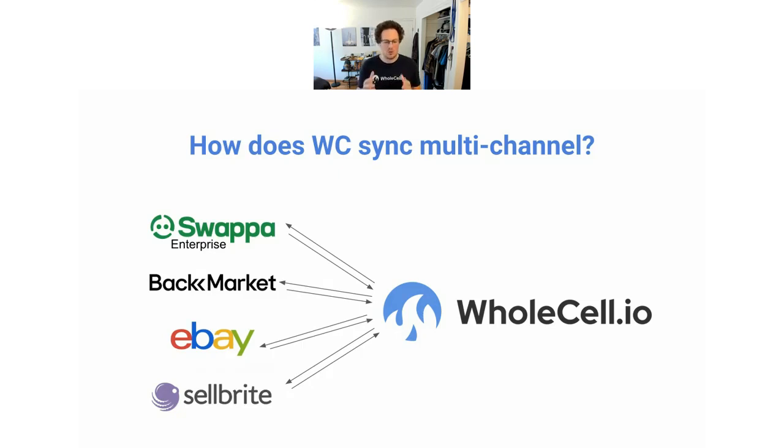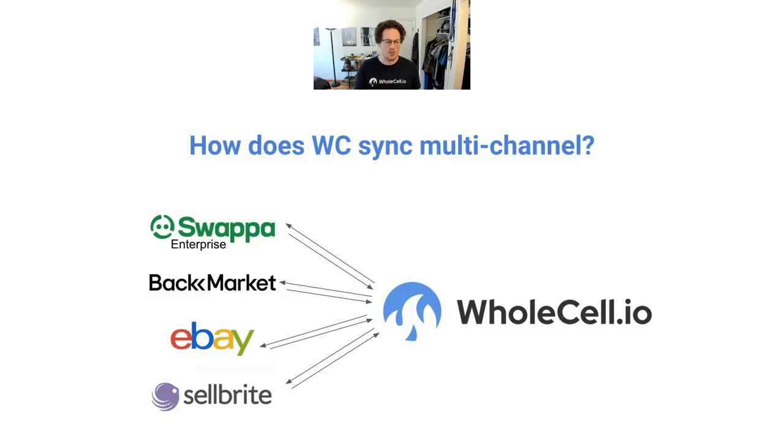So how you can keep your Wholesale inventory listed and synchronized across various different channels with the e-commerce integrations that Wholesale has. And if you're familiar with Wholesale, you know we have direct integrations with Swappa and Swappa's enterprise program, with Backmarket, with eBay, and with Sellbrite. So between these four different integrations, you can actually keep your inventory synchronized across a handful of different channels, not just the ones that you see here.